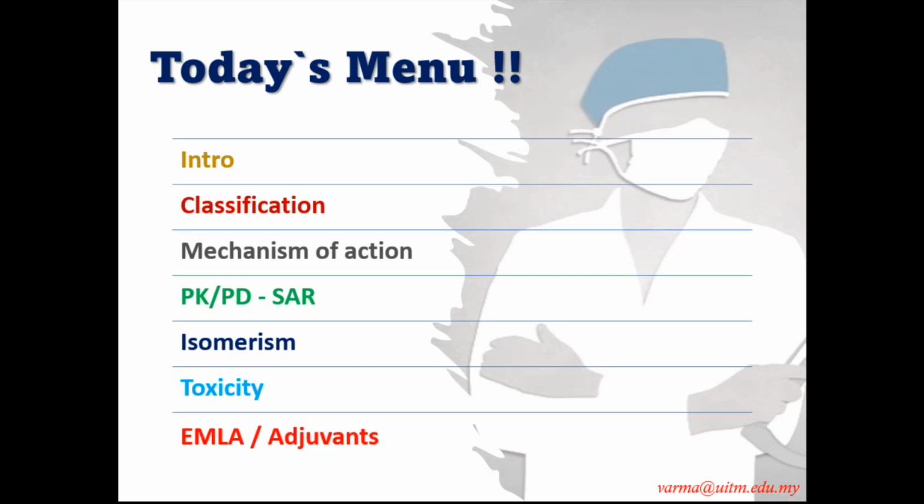So if you want to finish all these in one topic, it will be very overwhelming. So I'm going to do it in two parts. Today we will be talking about the intro, classification, mechanism of action, and PK/PD and structural activity relationship. Next week, we will do isomerism, LA toxicity, and short notes on EMLA and adjuvants.